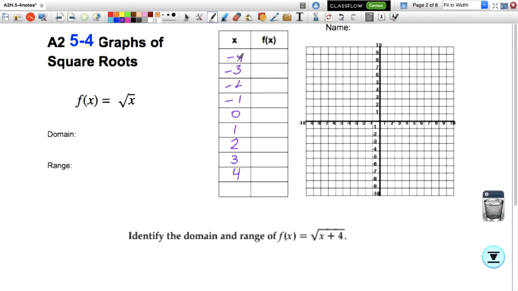So what I'm doing is I'm going to plug in negative 4 right here for x. So my equation is going to be essentially y equals the square root of negative 4. Now I hope right now you're like, Mrs.